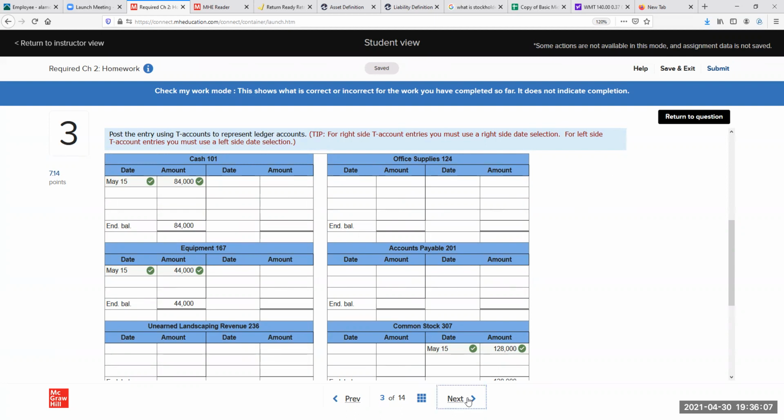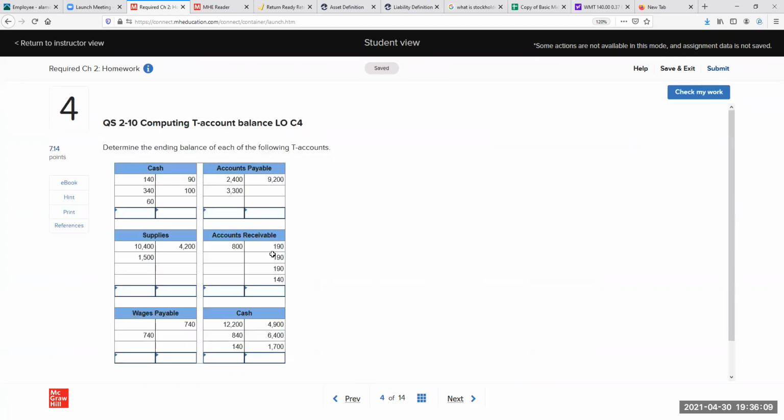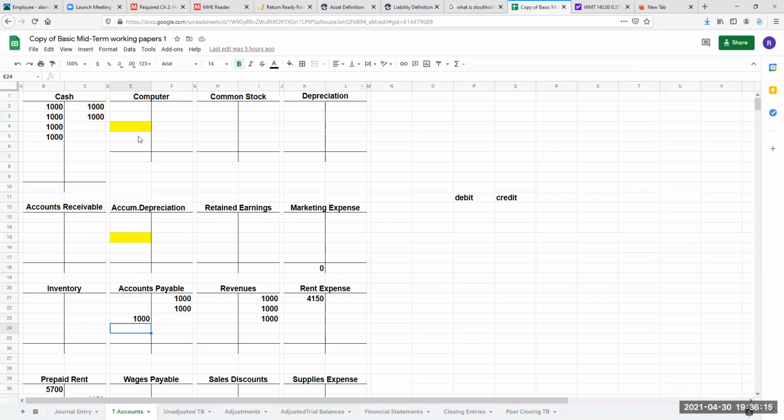All right. Number 4, computing a T account balance. So let's look at this. Let's look at a simple one here. So I put in cash here. 1, 2, 3, 4 on the left. That's deposits. And here's 2 on the right. So what's the balance? That's right, 2,000. That's your balance. Everybody, you see it?